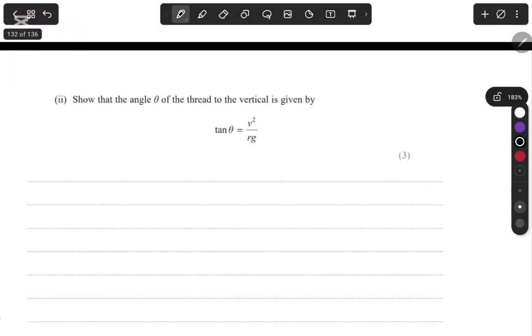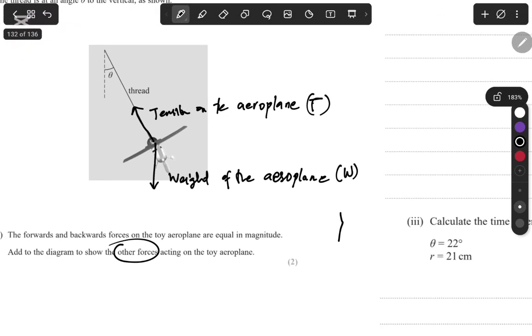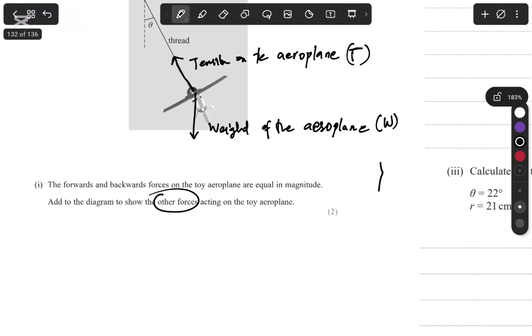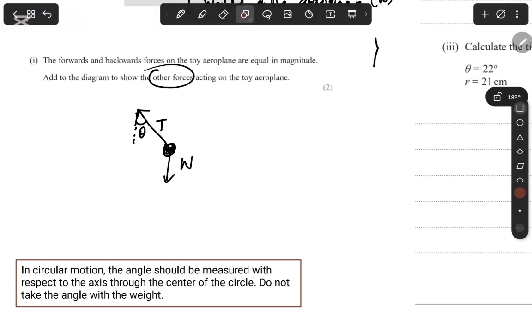And then in part II, they tell us to show that the angle theta of the thread to the vertical is given by this equation. Okay, so for that, I think it's best if I draw a free body diagram first. So here is the free body diagram. And I've written one more thing here. In circular motion, the angle should be measured with respect to the axis through the center of the circle. Do not take the angle with the weight.